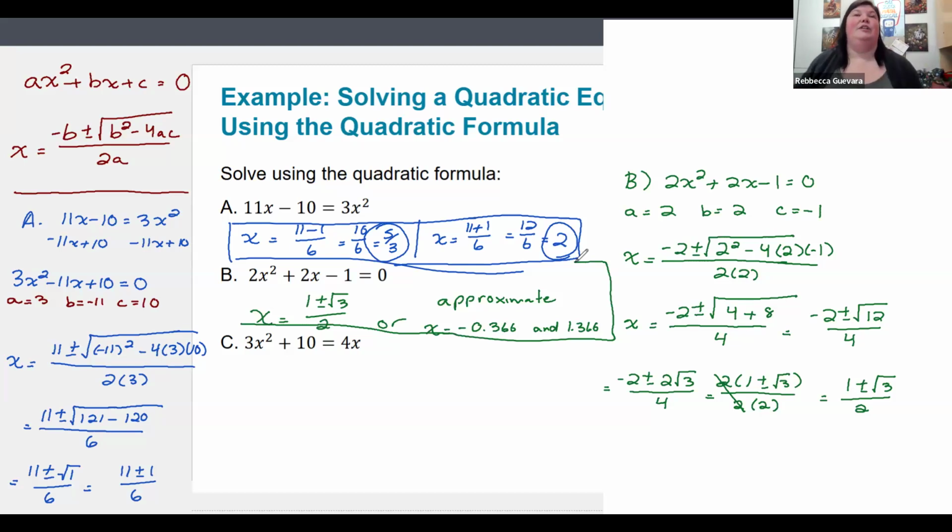So sometimes you'll end up with 2 rational solutions like we did here in A. Sometimes in B, you're going to end up with irrational solutions like we have here. And then C, I believe C is our complex solution.